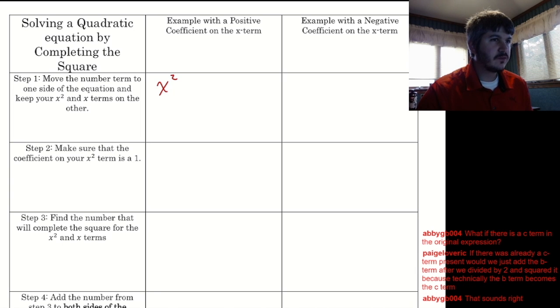If there was already a c term present, would we just add the b term after we divided by 2 and squared it, because technically the b term becomes the c term?